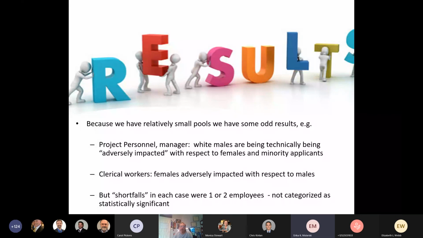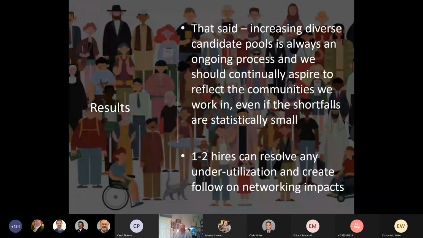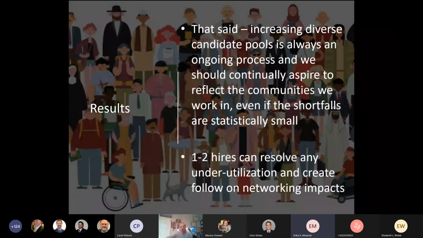Okay. So with that said, the data is good, but increasing diverse candidates is always an ongoing process. And I think that we should always be seeking to reflect the communities we work in, even if the shortfalls are tiny. And like I said, one or two hires can resolve any underutilization and also creates following on network and referral and application benefits for us.